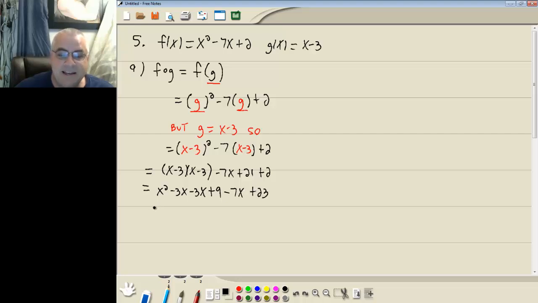Combine together like terms. Negative 3x and negative 3x is negative 6x. And negative 7x gives us negative 13x. And 9 plus 23 gives us 32?